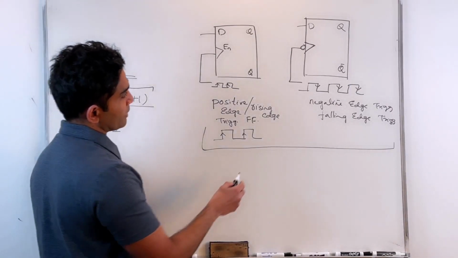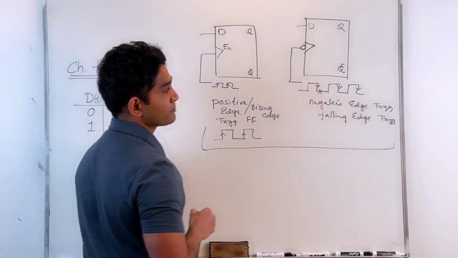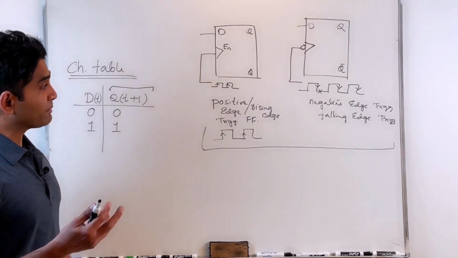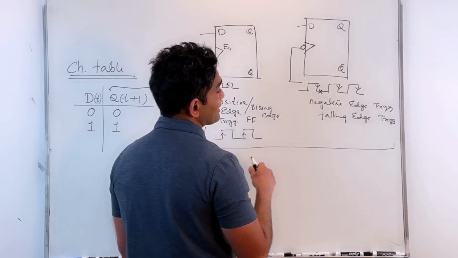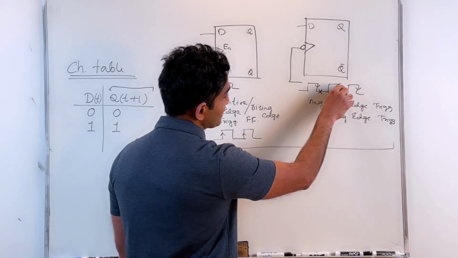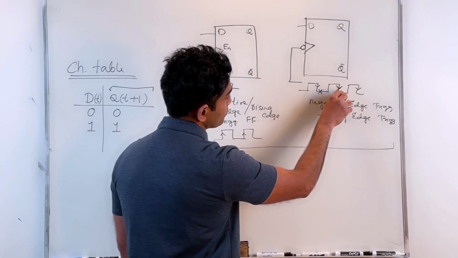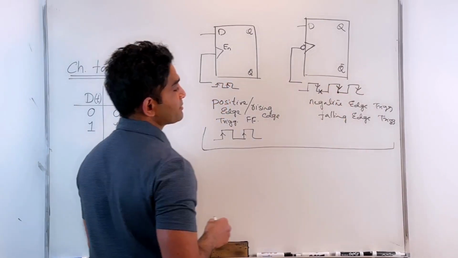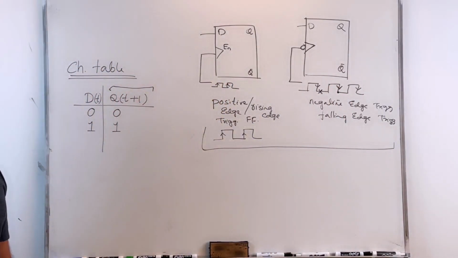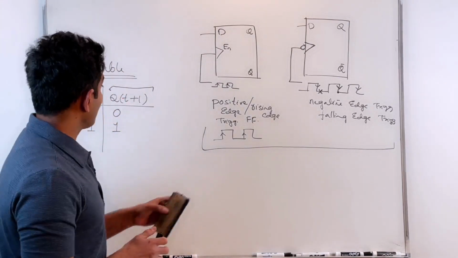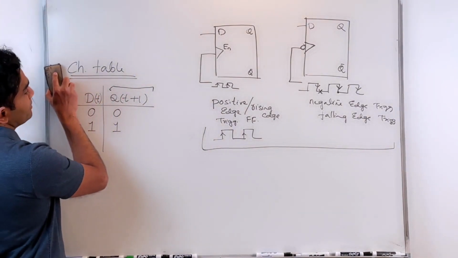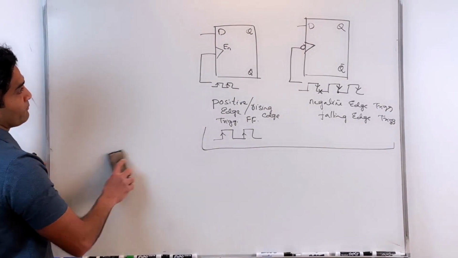So for example, if I apply a value of Q here, nothing happens on Q. If I apply a value of D here, nothing happens to Q until the next triggering instance happens here. My Q value gets triggered at this instance. That's your Q(t+1). That's what it means. Okay, so now let's examine this simple circuit that is derived from your D flip-flop.